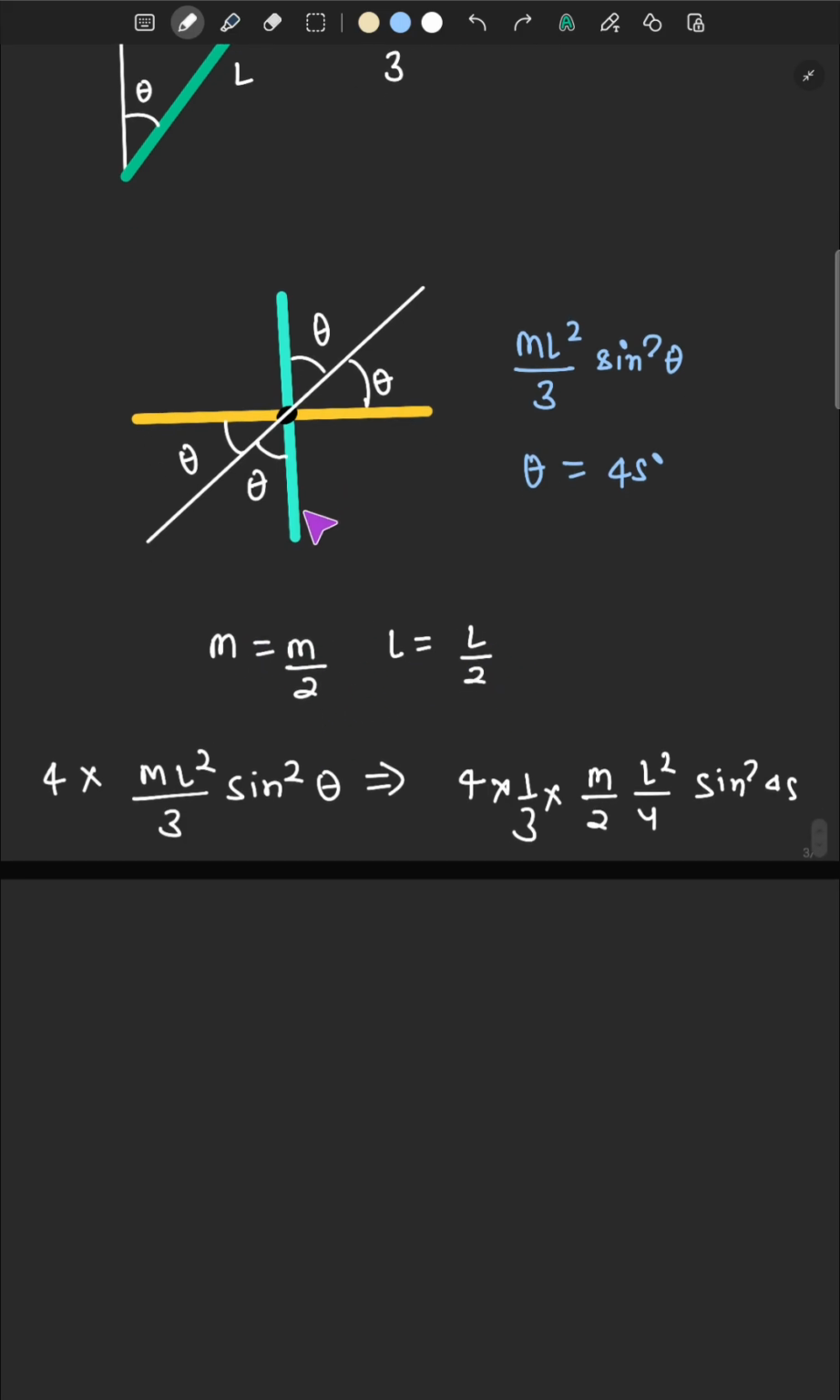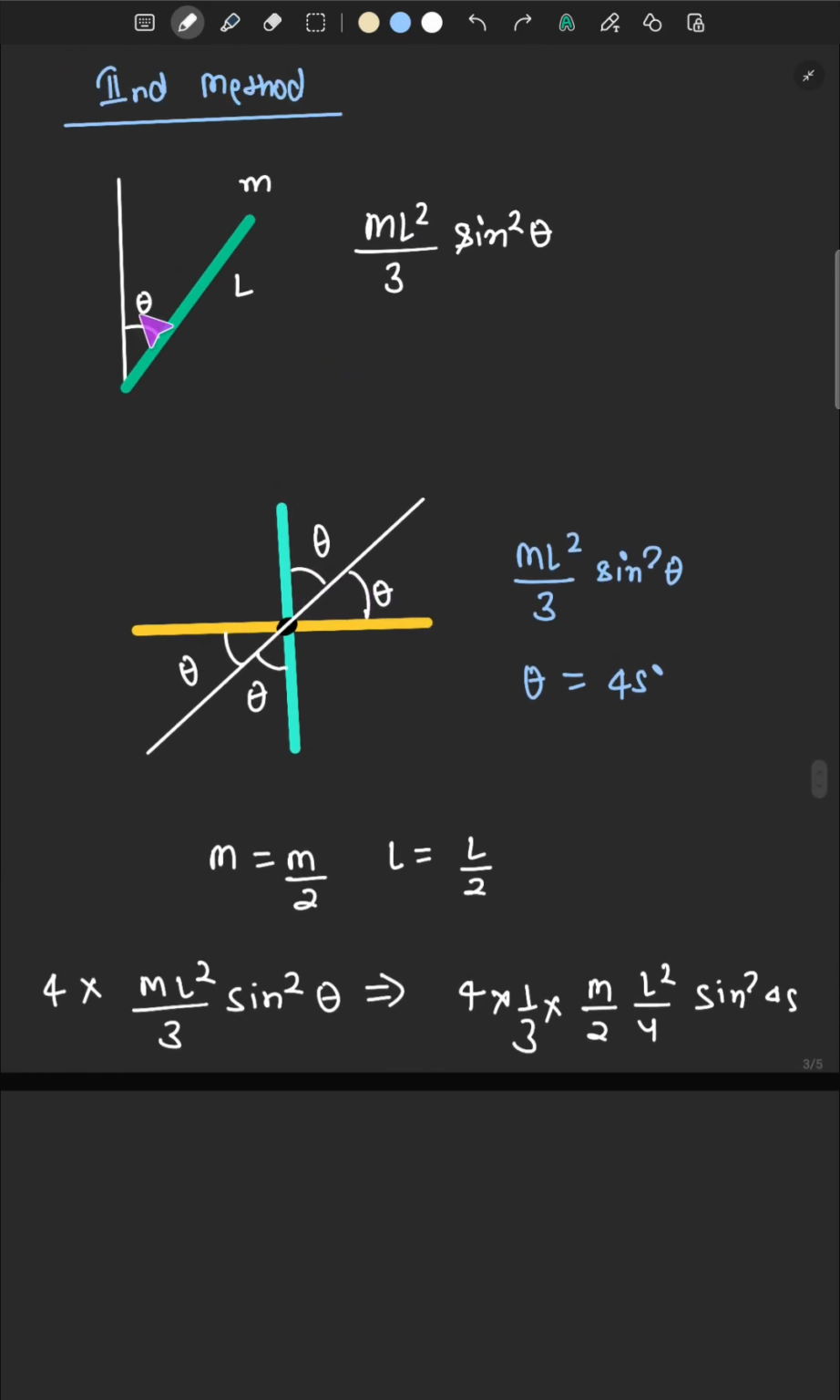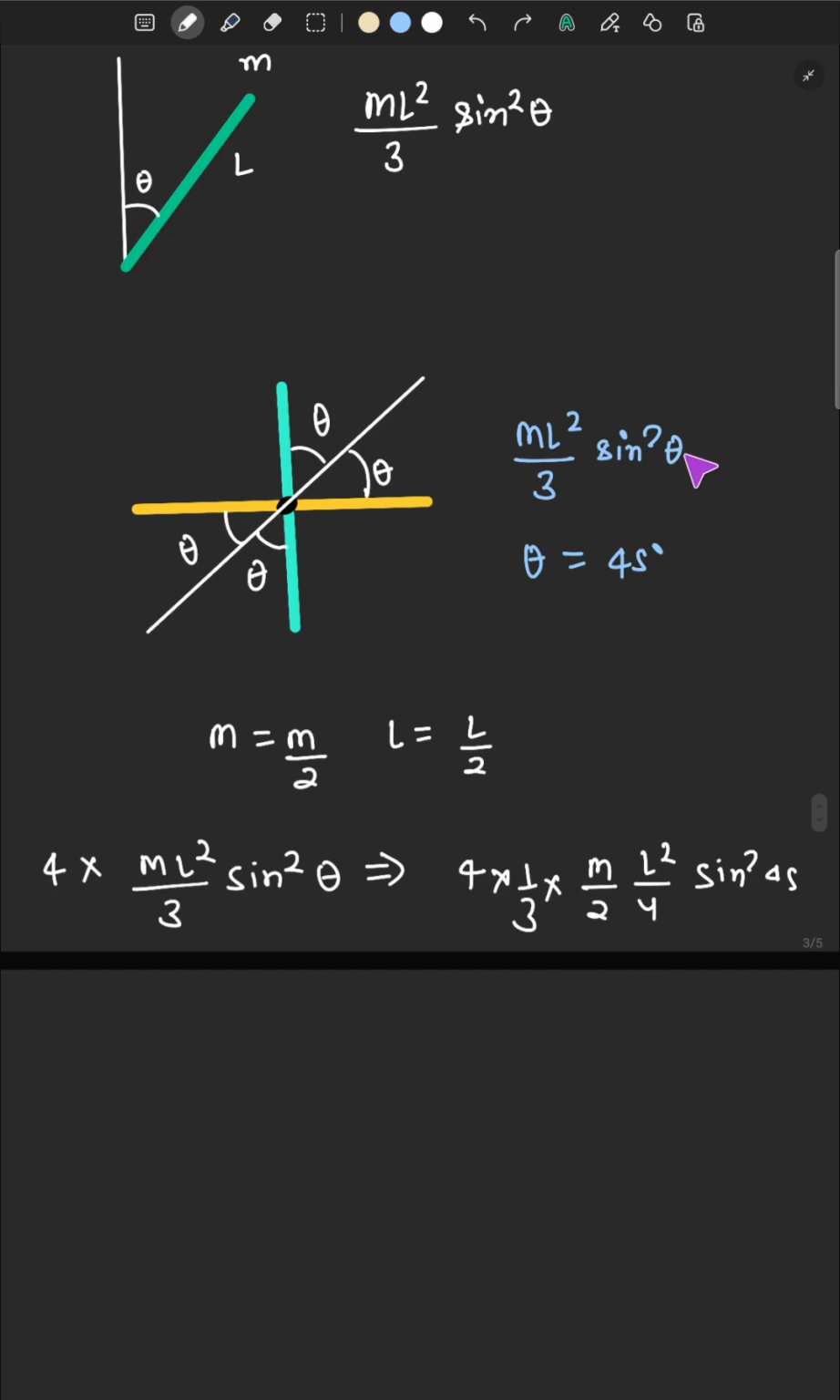Now I have 4 systems. All 4 have the same angle theta with the line. This is the line. So I can use this formula here also, ml square by 3 sine square theta, where theta is equal to 45 degrees. You know that the line y equals x makes an angle of 45 degrees with the x axis, and the same with the y axis, so the angles are equal.